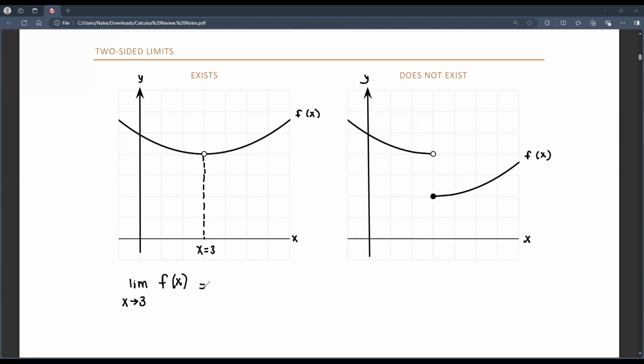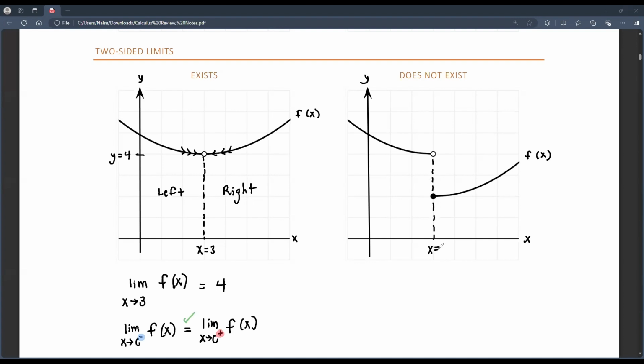In our first diagram, we can see that the left-hand limit as x nears 3 is 4, just like the right-hand limit. Because these values are the same, we can say that the limit of f of x as x goes to 3 is 4. To make my point clear, this limit exists because the left and right-hand limits are equal to each other, and this limit goes to a particular value.